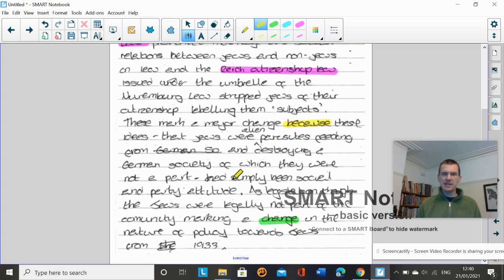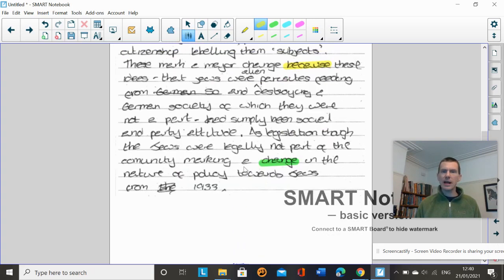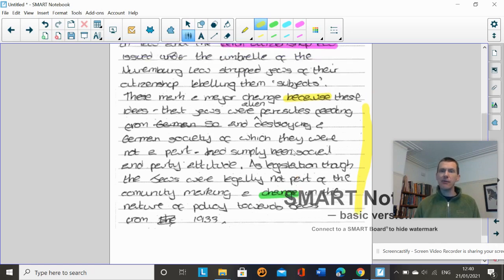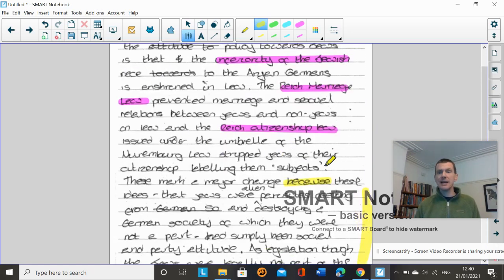destroying German society, of which they were not a part, had simply been social and party attitude. So now they're law, but they had been just kind of what people had felt before, some people had felt before. As legislation, though, the Jews were legally not part of the community, marking a change in the nature of policy towards Jews from 1933. So it's really clear there why they think this is a change. This is a change because it's putting in law, writing down what their status is, and that beforehand this hadn't been their status, and now it is.